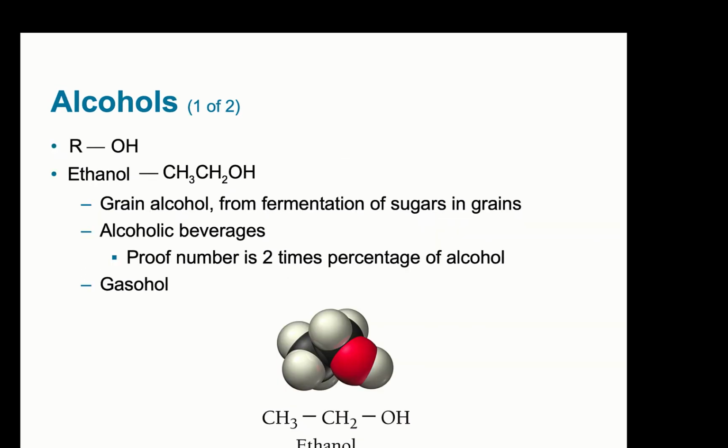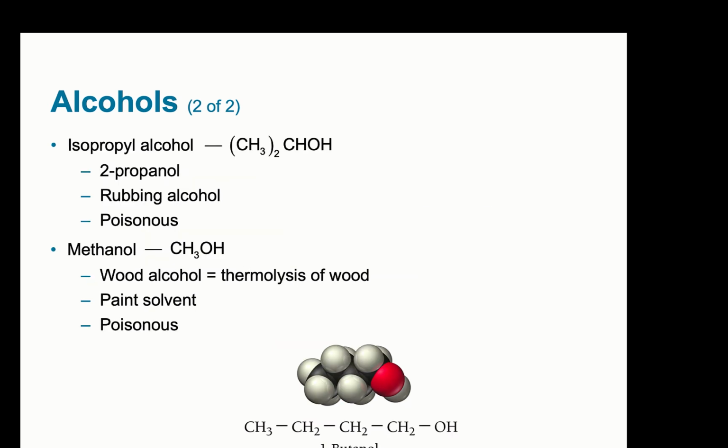So we're going to start with alcohols. An alcohol is an ethyl group attached with an OH, a terminal OH group. The most common one, of course, is ethanol. This is the stuff that you get in beer, wine, and whatnot. A proof is double the percentage by volume. Gasohol is just a mixture of gasoline and alcohol.